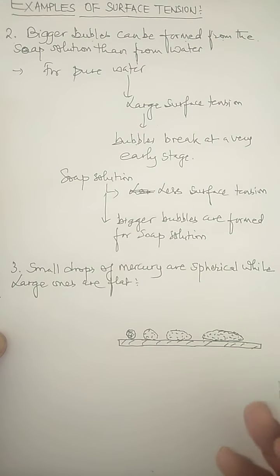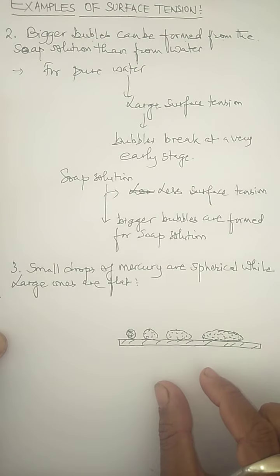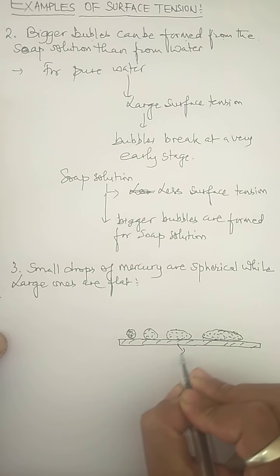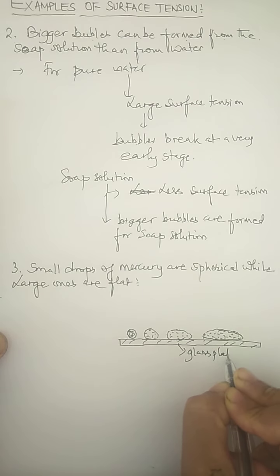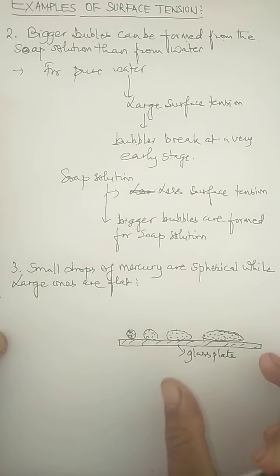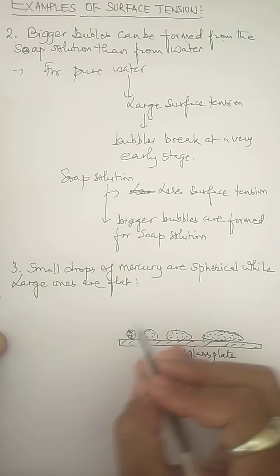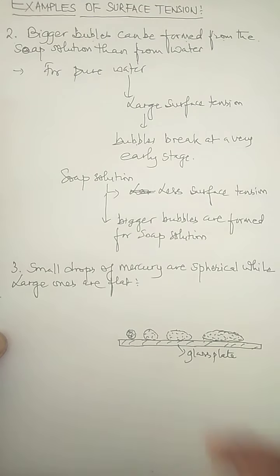But in order to understand this part, let me take an example and follow this diagram. When a drop of liquid, like mercury, is poured on a glass plate, this is a glass plate, the shape of the drop is actually governed by 2 forces.